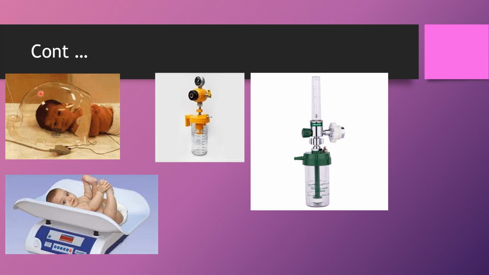Next, oxygen hood. The baby will not keep the oxygen cannula. Because of that reason, they are keeping the baby in the oxygen hood. Inside the oxygen hood, the oxygen cannula is inserted. Through that, the oxygen is going to the baby. So inside the oxygen hood, there will be oxygen circulation, so the baby is able to inhale and exhale. Next, weighing machine. Then small wall mounted suction apparatus and oxygen apparatus will be there.